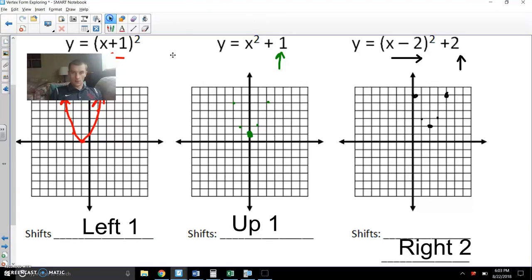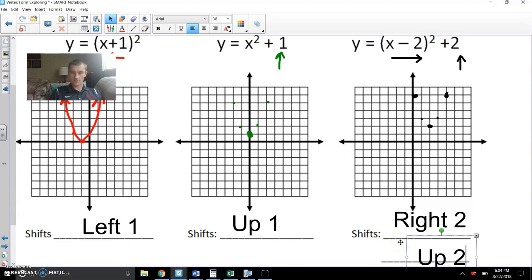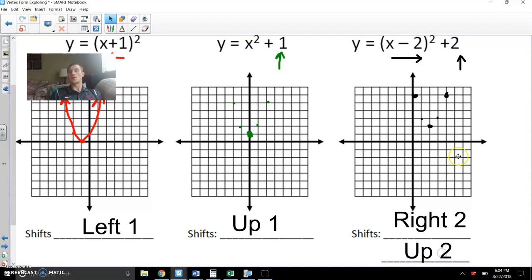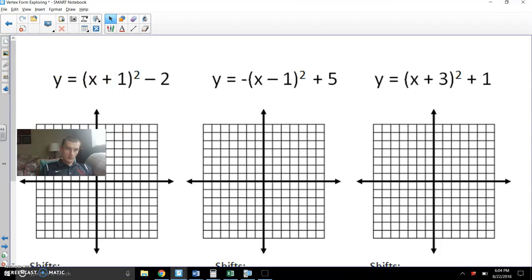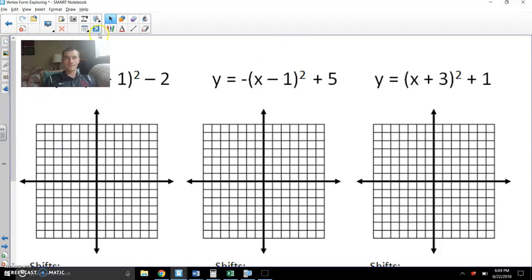And then it also went up 2. So those are two shifts based on the given equation. I want you to try these, the one on the left as well as the one on the right, but we'll talk about the one in the middle since there is something different about that one.